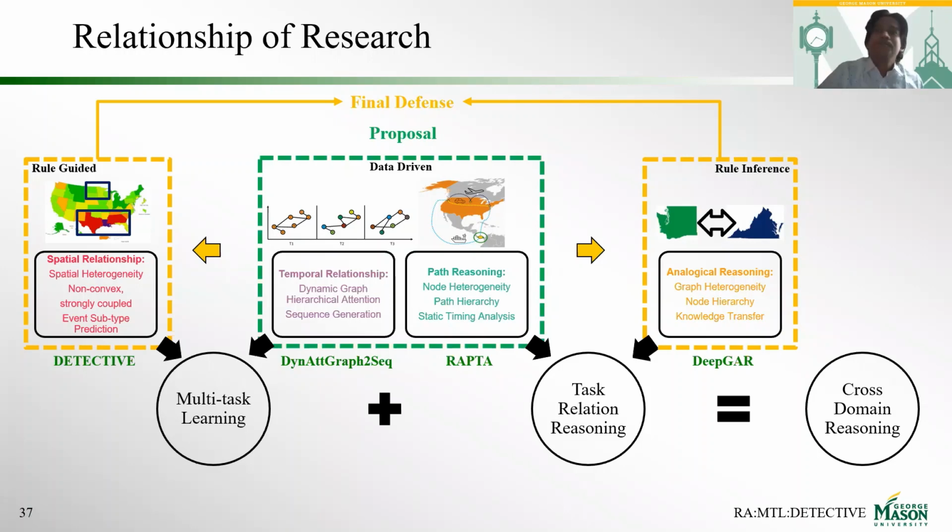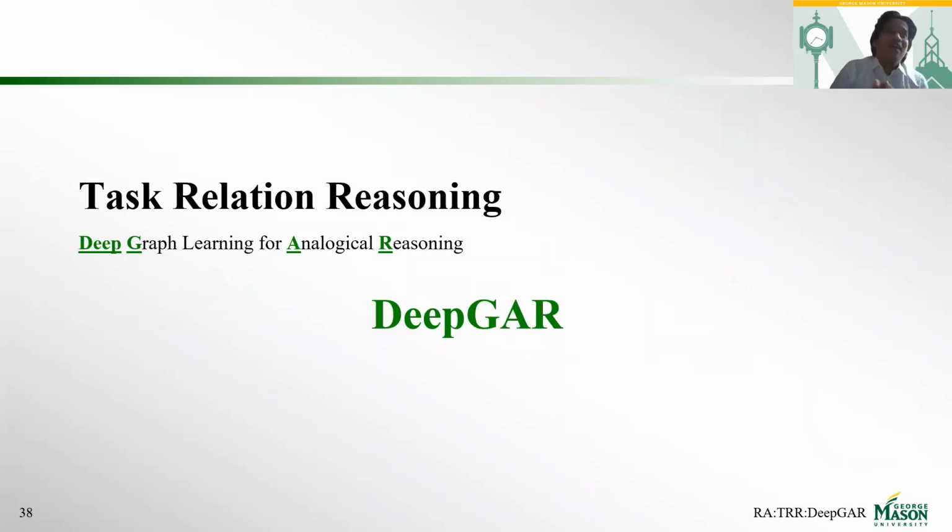Okay, let's start. So now there comes the model DeepGAR, deep graph learning for analogical reasoning. This is the second part, another branch of my dissertation, that is task relation reasoning. Why are we doing this task relation reasoning? Because we already developed MTL, which we can implement when we have the relationship. But what would happen when we don't have the relationship? That's why we are doing task relation reasoning, to extract the relationship so that we can again implement it for MTL also. So here we start with DeepGAR.